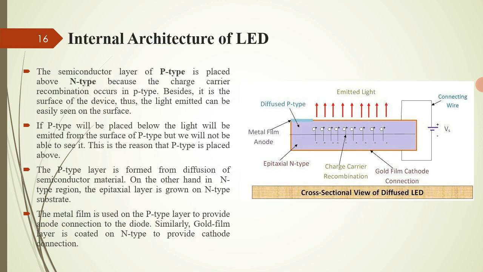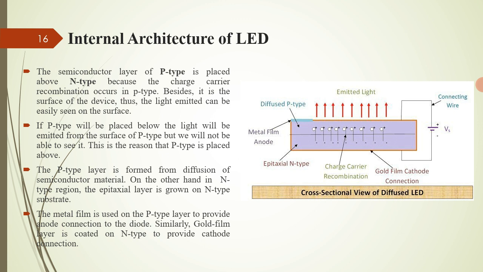The P type semiconductor layer is placed above the N type because the charge carrier recombination occurs across the P type layer. Besides that, the surface of the device through which the light is emitted can be easily seen. The P type is placed above, and the light will be emitted from the surface of the P type, which is visible. So this is the reason why we place the P type above.